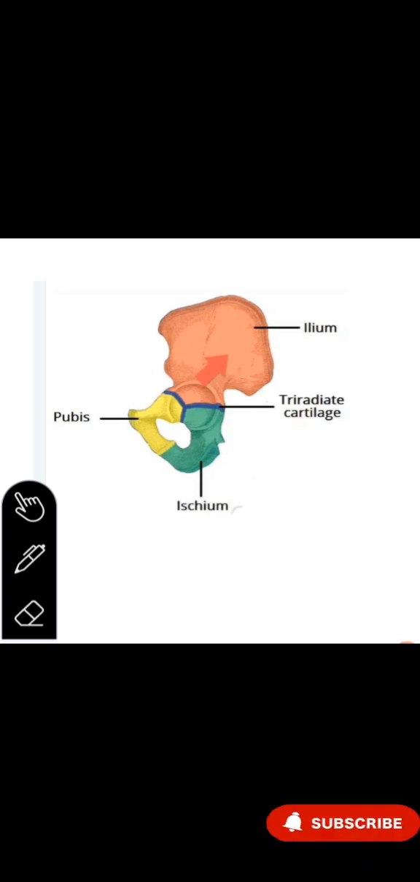You can see this, the ilium superiorly. The ilium is the largest of the hip bones, the broadest, and the most superior part of the hip bone. It consists of a body and a wing called the ala. So this is the body and the wing. The iliac crest, which you can see, extends from the anterior superior iliac spine. So these are the spines, and this is the iliac crest here.